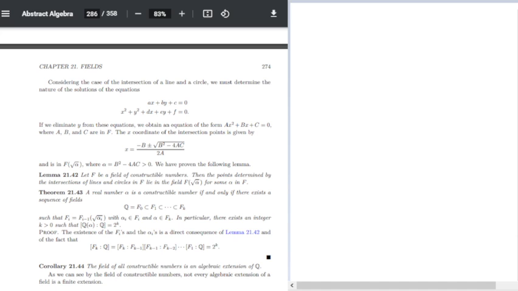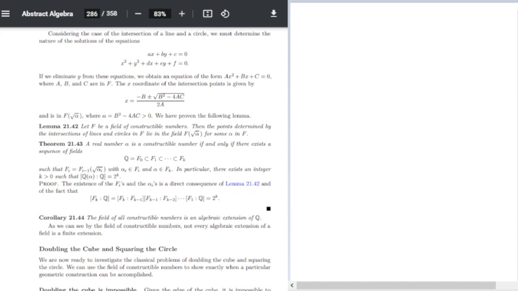Theorem 21.43. A real number alpha is a constructible number if and only if there is a sequence of fields Q equals F0, subset F1, subset, all the way to Fk, such that Fi is equal to F(i-1) adjoined square root of alpha i, with alpha i in F(i-1) and alpha in Fk. In particular, there exists an integer k greater than 0 such that the index of Q(alpha) over Q is equal to 2 to the k.